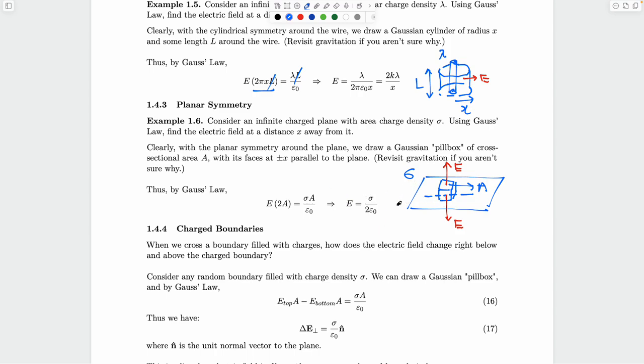And most interestingly, this function isn't dependent on the distance from the plane. So it doesn't matter whether you're here or here, the field you experience is the same. Intuitively, I think in Griffiths, he says something like, you can imagine it's because when you're higher, you can see more charge or something like that. I don't know, lah. I guess you can convince yourself about that.